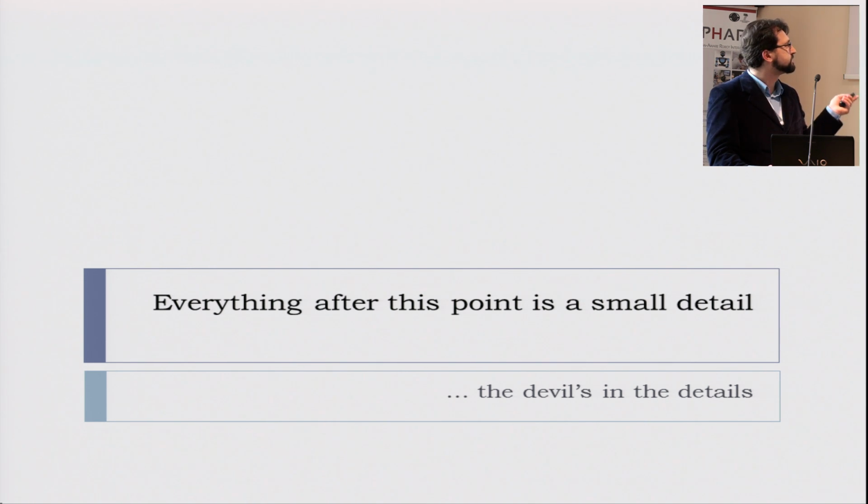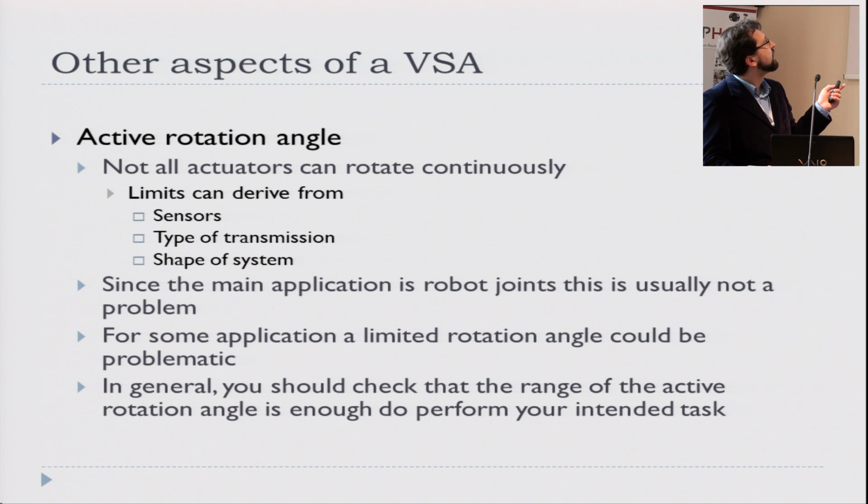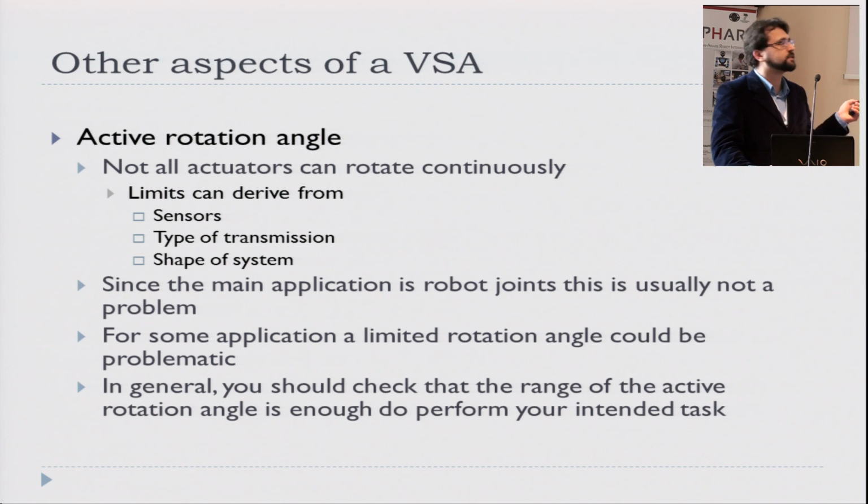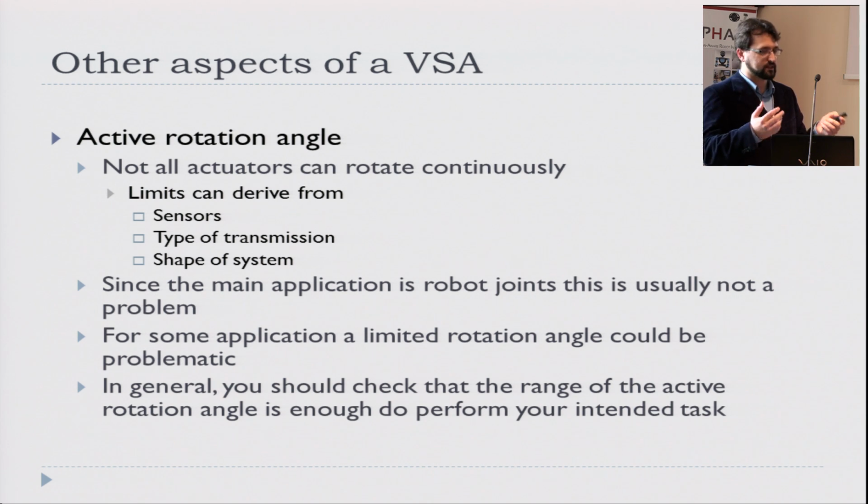What follows now is detail, as I say in this slide, but sometimes the devil is in the details, so it's better to keep looking at it. Another important aspect is the active rotation angle. Not all actuators can rotate continuously. If you take an electric motor, it can rotate continuously, but if you start putting in sensors, springs, and other things, this could no longer be true.